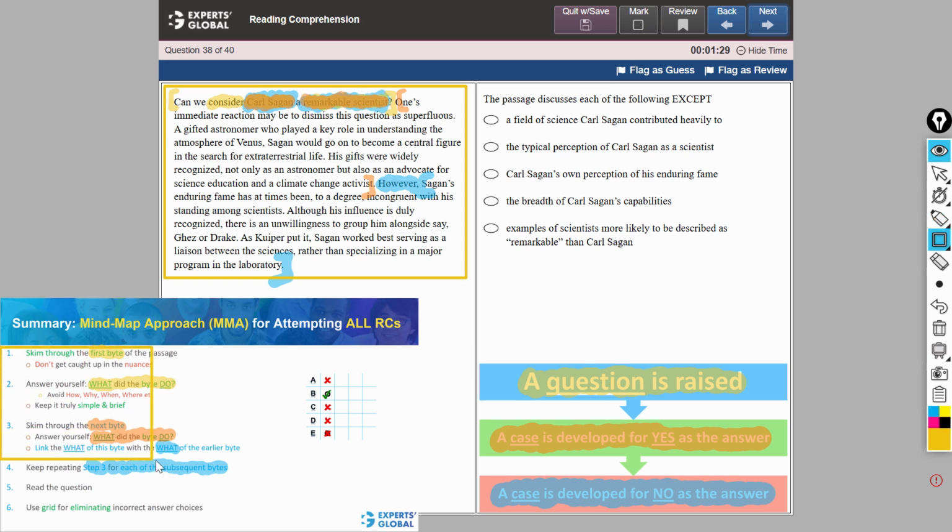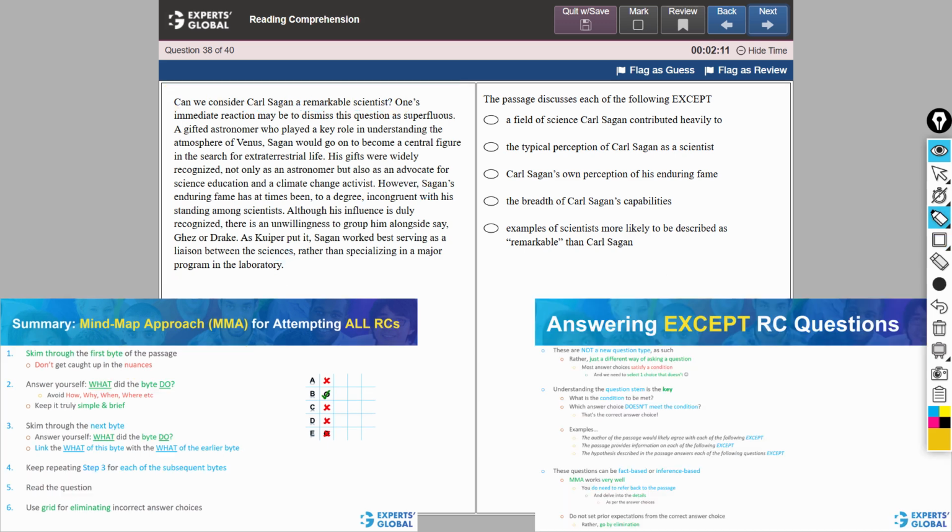We completed the first 4 steps, and now we must go about reading the question stem. We see that this is an accept question. The condition to be met is that the passage must discuss the answer choice. 4 out of these 5 answer choices must have been discussed in the passage. We need to find one answer choice that has not been discussed.